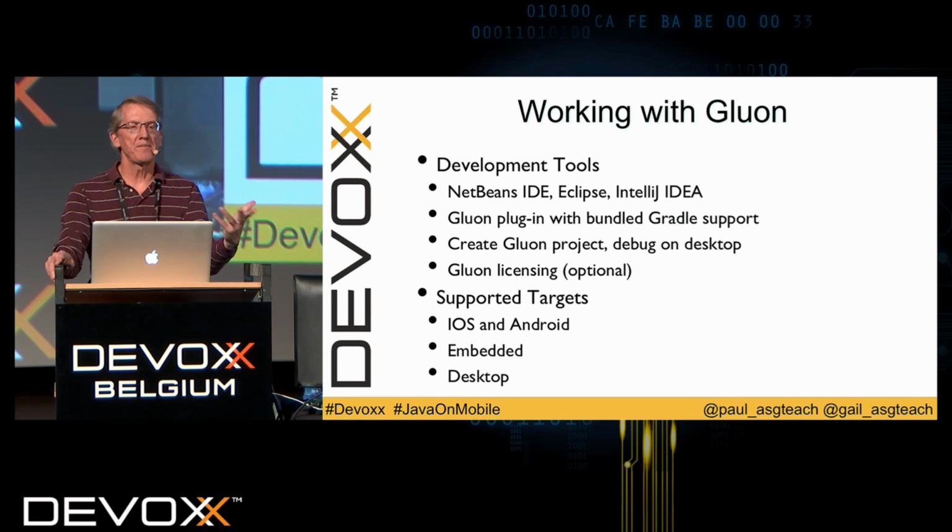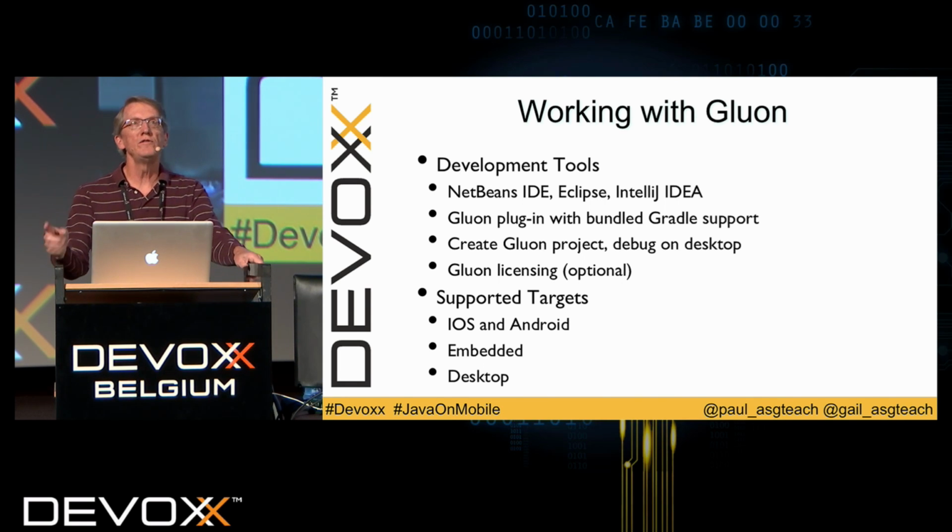All right, so what are the steps for you to set up a development environment with Gluon and get started? Okay, the first thing you do is you install the Gluon plugin in your favorite IDE. And today we're going to use NetBeans. And this Gluon plugin will also install Gradle for you, unless you already have Gradle installed on your system. Now, just with this plugin, you can begin to create mobile applications that run on the desktop, and that's how you can use the desktop for debugging.